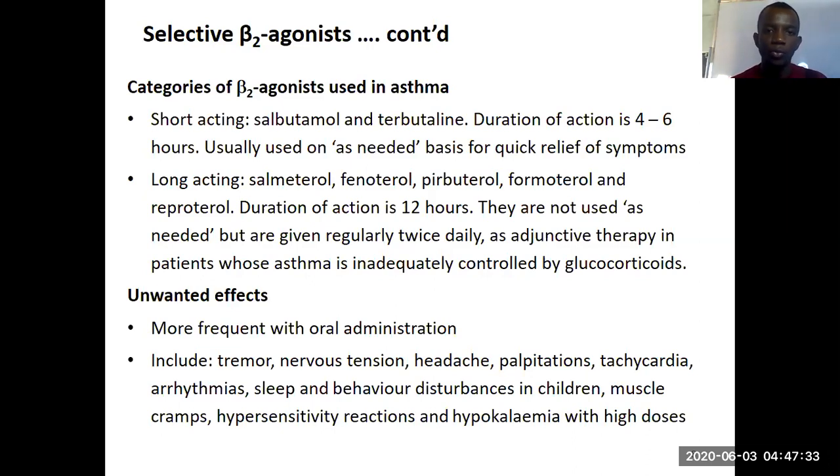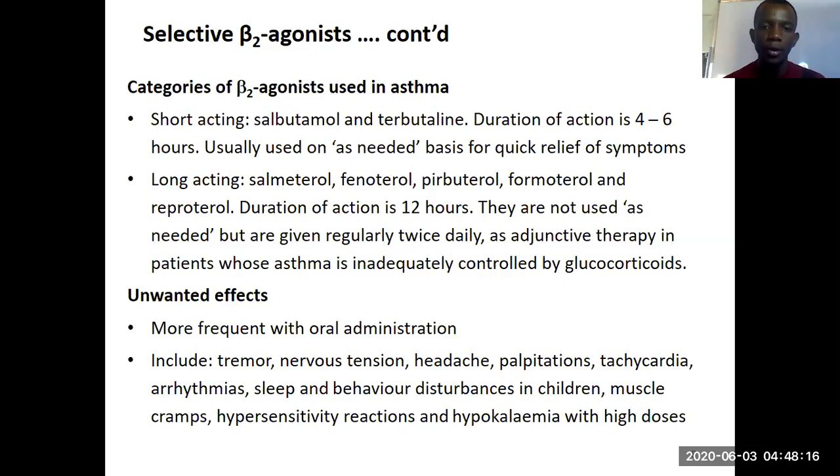Now, what are the categories of beta-2 agonists used in asthma? One, the short-acting beta-2 agonists. Here we've got drugs like salbutamol and terbutaline. The duration of action is about 4 to 6 hours, and they are usually used on an as-needed basis for quick relief of symptoms. In short, if you have noticed most asthmatics moving around with inhalers, these are the drugs usually in those inhalers, because they are used as needed for quick relief of symptoms.